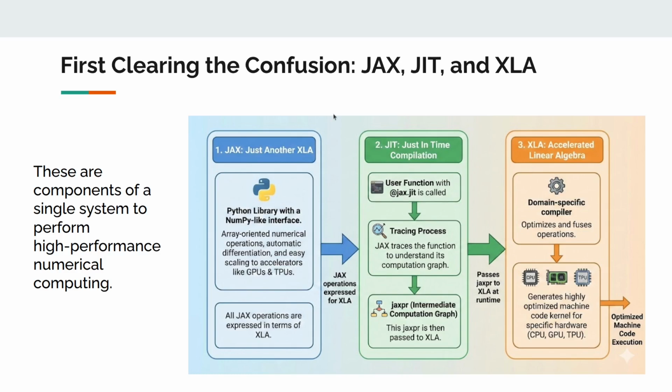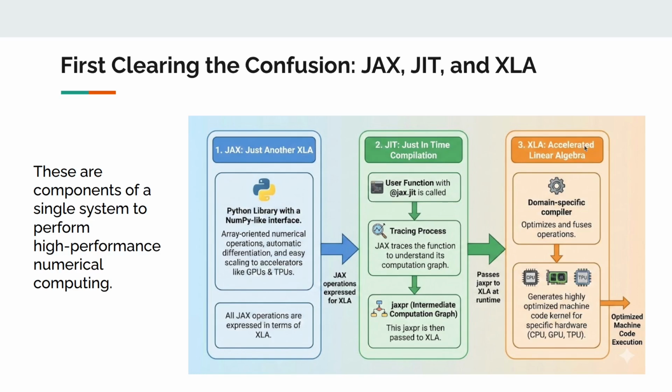Now consider you have written a Python function in JAX. Next, you apply just-in-time compilation by adding a decorator on top of that function using jax.jit. This decorator will trace through the function and understand its computation graph. This graph is called a jaxpr, which is passed to XLA.